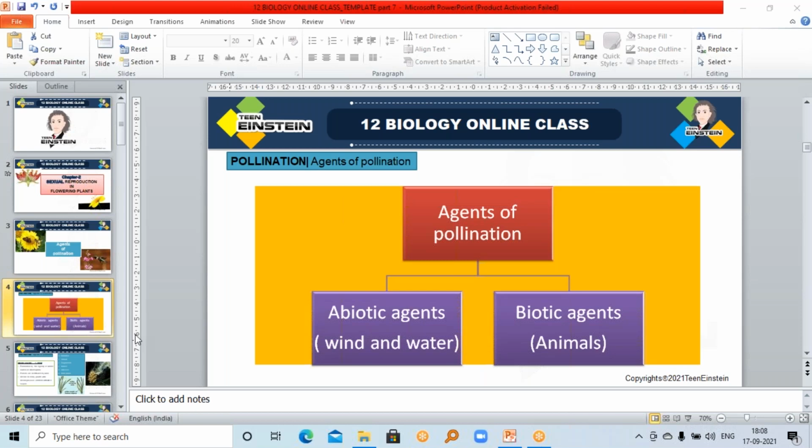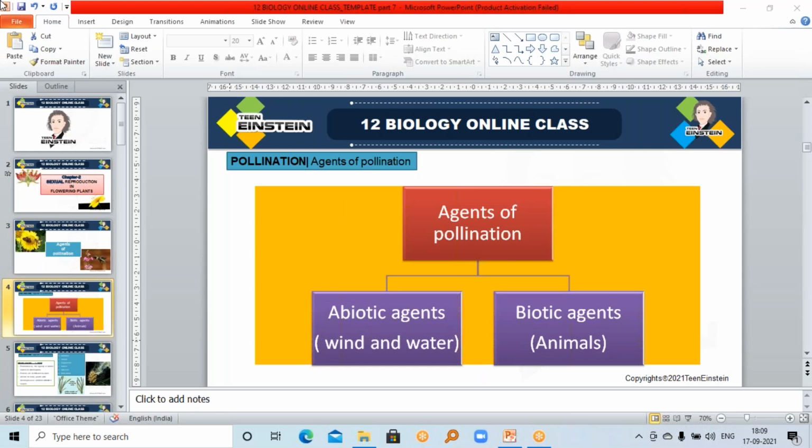So to overcome the situation, what will the plants do? The plants, or the flowers, will produce more pollen grains, so that pollination becomes successful. Even if it is an abiotic agent, the pollination will become successful because more pollen grains are getting released, so that any one pollen grain, as I said, it is a chance factor, will reach the stigmatic surface to achieve pollination. So that is just a chance in the case of abiotic agents.